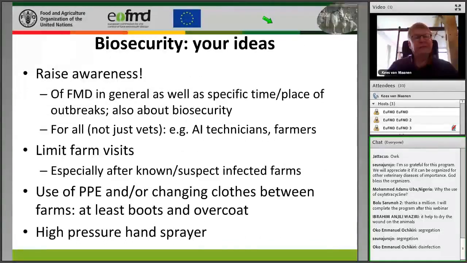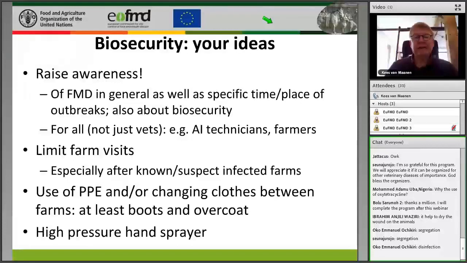Regarding biosecurity, raise awareness of FMD in general, as well as of the specific time and place of outbreaks. It is also good for farmers to know that there are outbreaks nearby, and to inform them about biosecurity, what they can do themselves to keep the infection out. And I would like to emphasize that biosecurity is not only important for vets, it's important for all people around and on the farm.